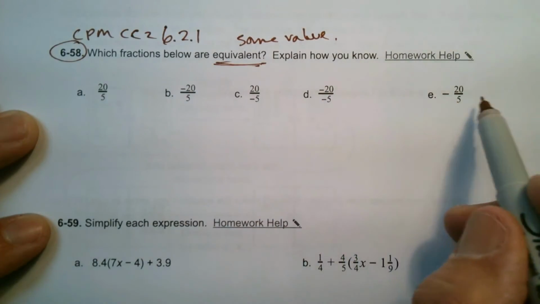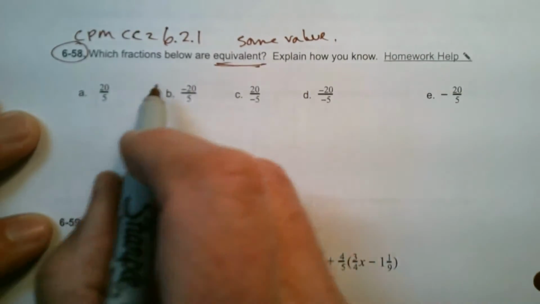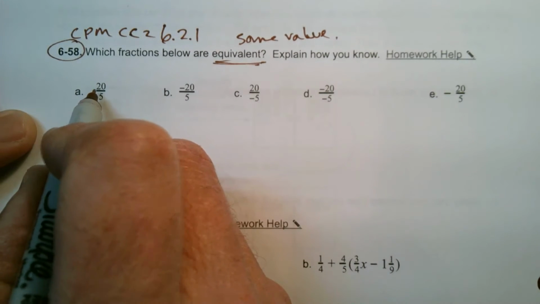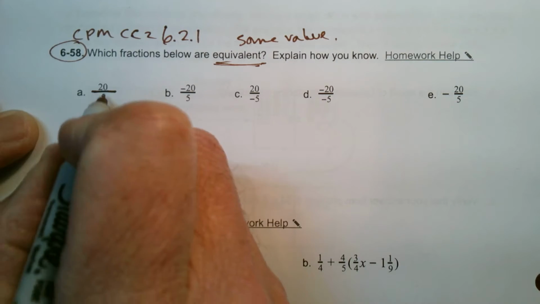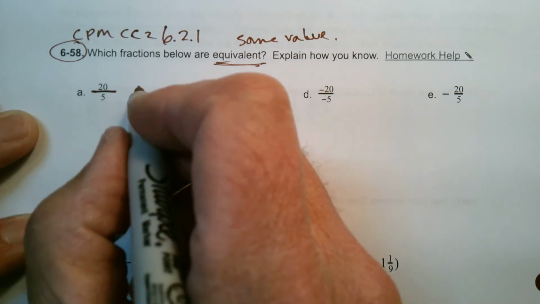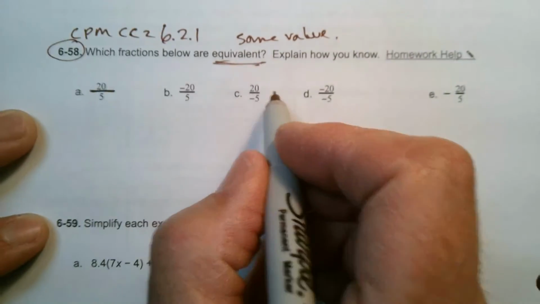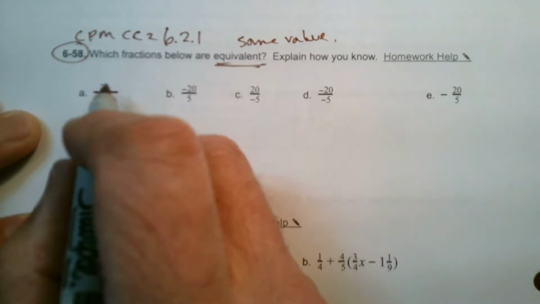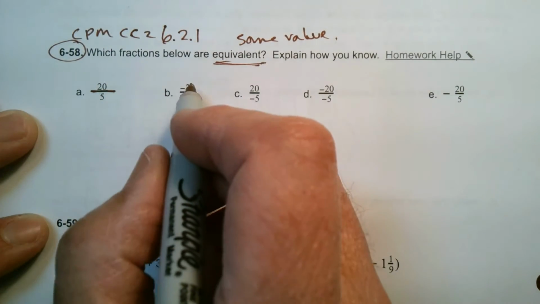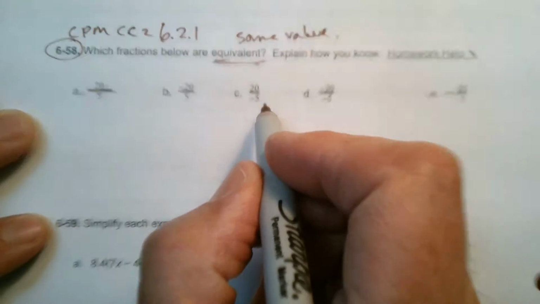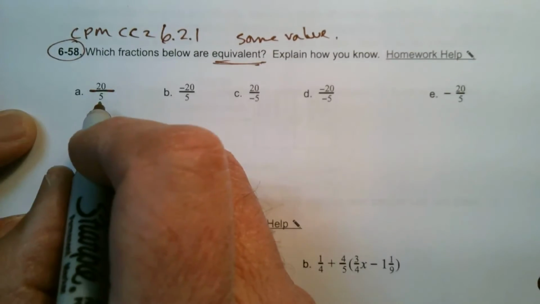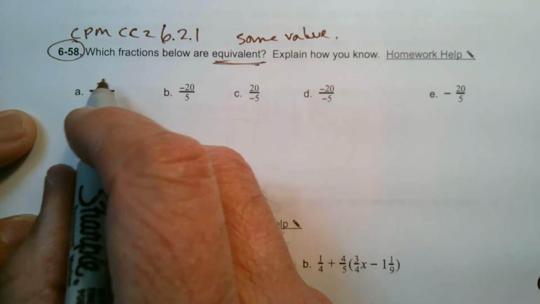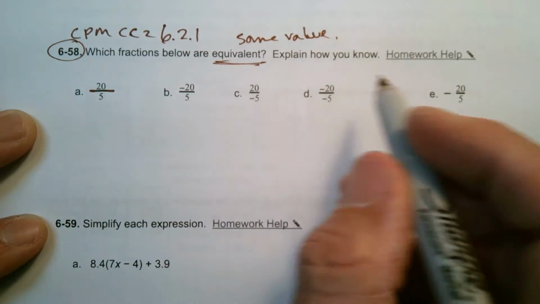So how do I know my values? Well, the other thing about fractions we have to remember is that the fraction bar in between the two numbers also means division. So if I think about what I'm looking at here, I've got a bunch of 20 divided by 5s, negative 20 divided by 5, 20 divided by negative 5. So what is the value of each of these fractions? We can simplify by either reducing or, in this case, doing the division.